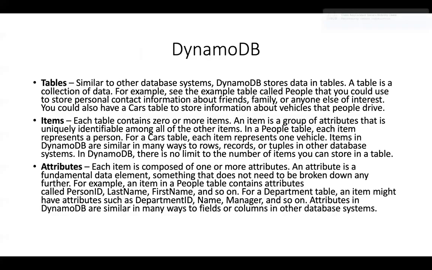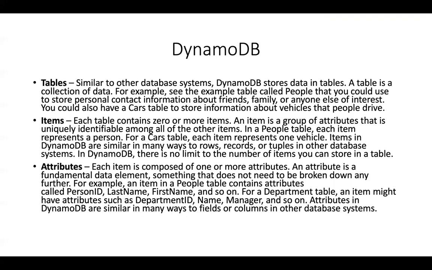Yeah. So some of the features regarding DynamoDB, things that you have to think about are you have tables, you have items, you have attributes. So when you start off with DynamoDB, you start creating tables, right? And then the second one is called items, wherein within each and every table, you store a lot of items. So one good example would be in a people table, each item represents a person. For a cars table, each item represents one vehicle.